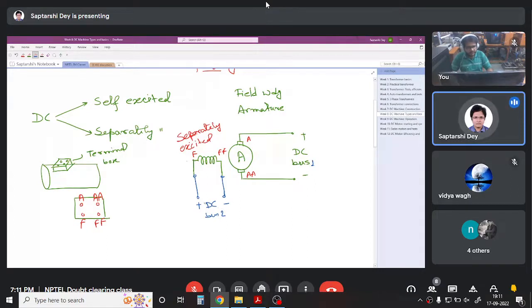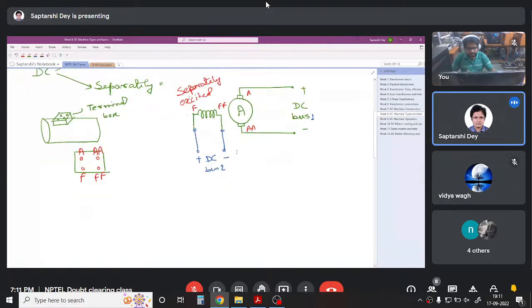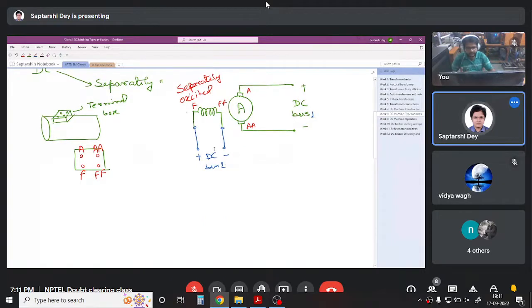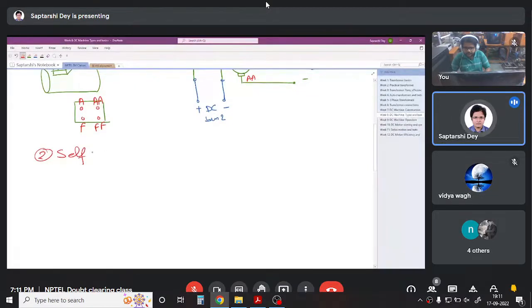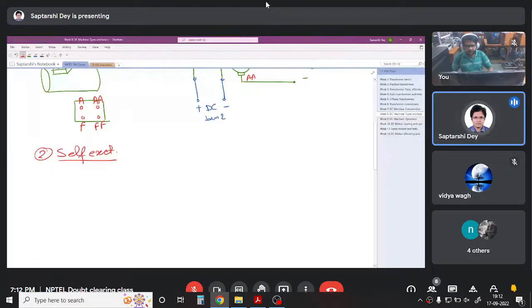Most of the cases, these two supplies are the same. They are kept like they are parallel. Okay, so that is one kind of separately excited DC machine. We will now come to self-excited. Now self-excited, there are several ways of connection.